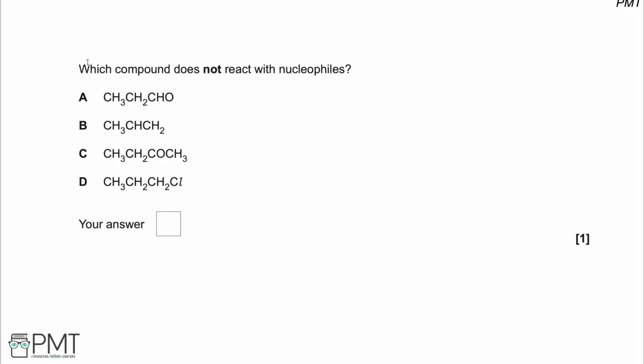This question asks us which compound does not react with nucleophiles. The first thing we need to establish here is exactly what a nucleophile is, so that we can figure out what it will and won't react with. A nucleophile is an electron pair donor. Examples of nucleophiles that you might have seen in class might be something like a hydroxide anion or ammonia, where they can both donate these lone pairs that they have to centers of electron deficiency. So the things we're looking for in the compounds for something that will react with a nucleophile is a center of electron deficiency, and the compound that won't react with a nucleophile is something that doesn't have a center of electron deficiency.